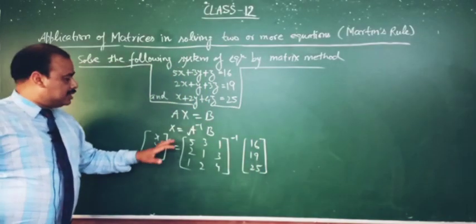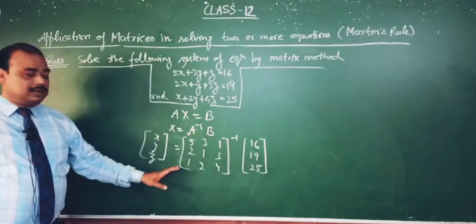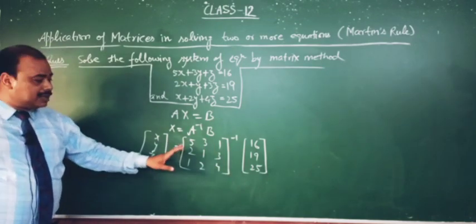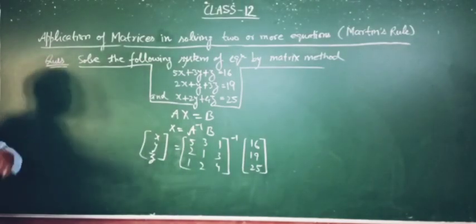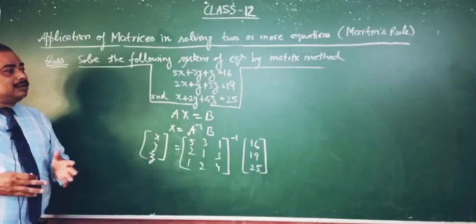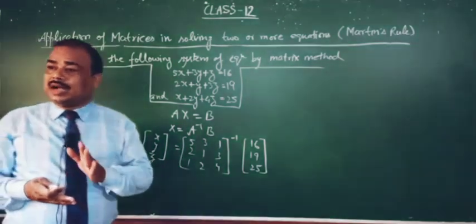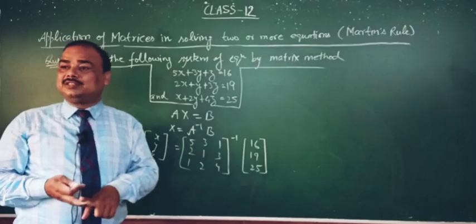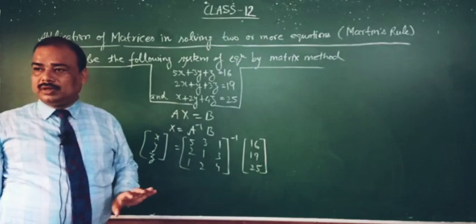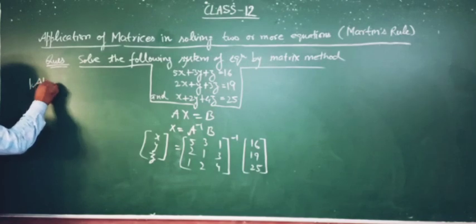Now after this step we have to find the inverse of this matrix, it means the matrix of coefficients. For that, first of all we have to find the cofactor. After finding the cofactor we have to find the transpose. After finding the transpose we have to find the adjoint. After finding the adjoint we have to find the inverse of this matrix. Now first of all we have to check the determinant of A.